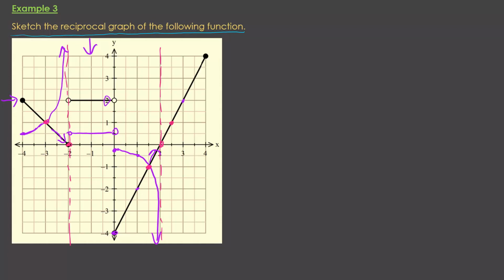Where the graph here takes the value 2, this one will take a half. Where this takes the value 4, it will take the value a quarter. And then it's going to head up the asymptote.